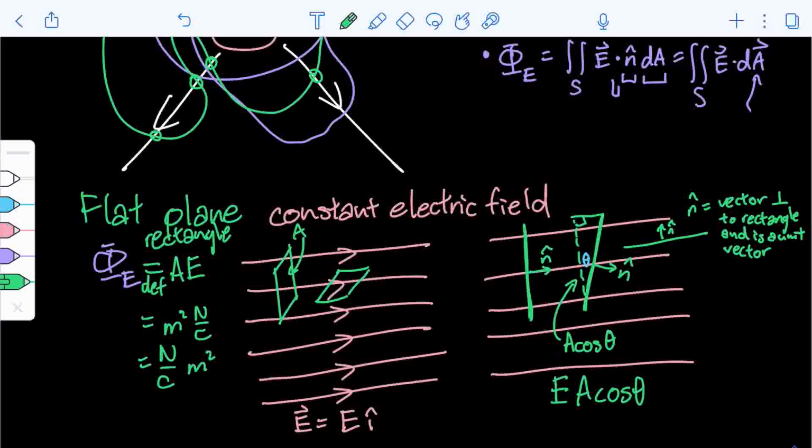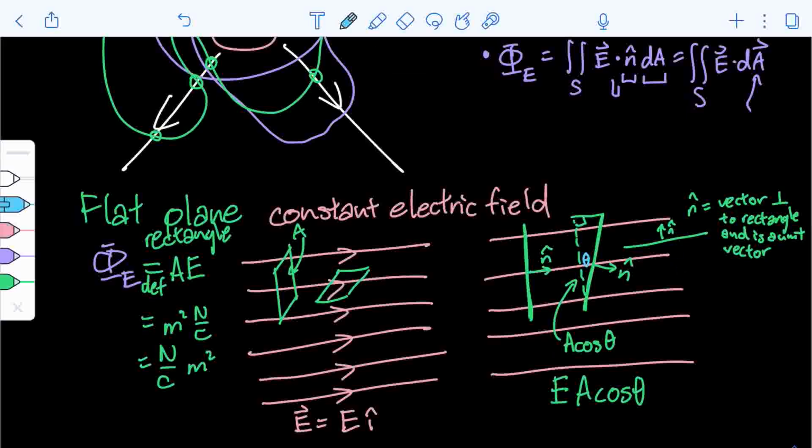And then, if we run this for theta equals 0 and theta equals 90 degrees, at theta equals 0, cosine of 0 is equal to 1, so we get EA, which is what we had before, which is what we would expect. And if theta is equal to 90 degrees, then cosine of 90 degrees equals 0, so we get that it's completely flat, which also matches, because that corresponds to this case right here.